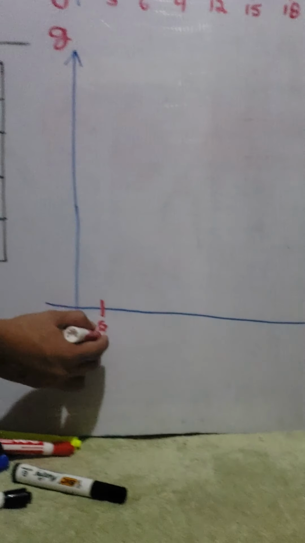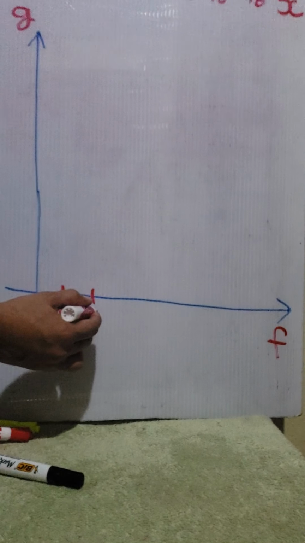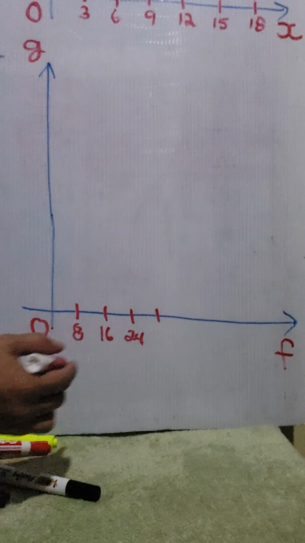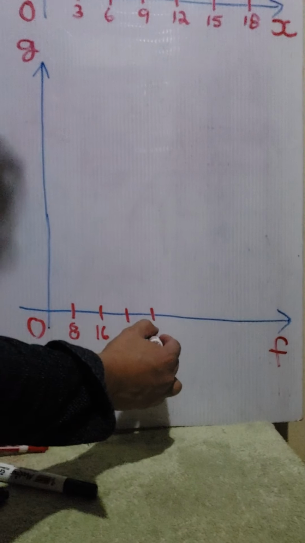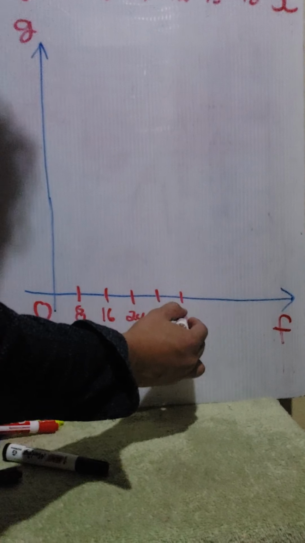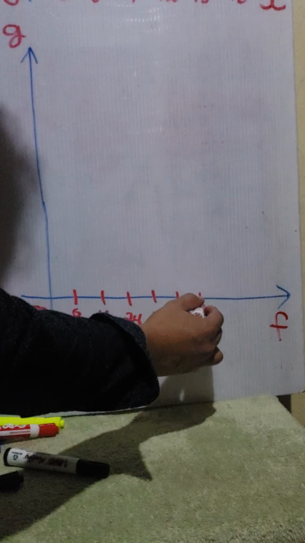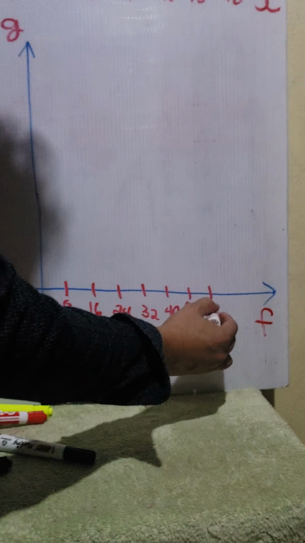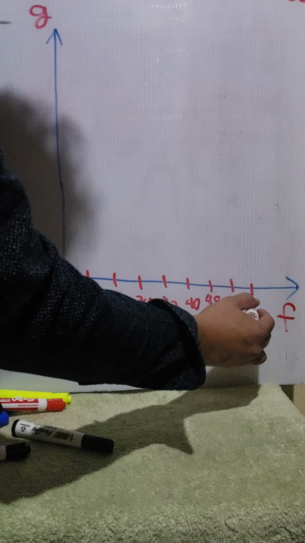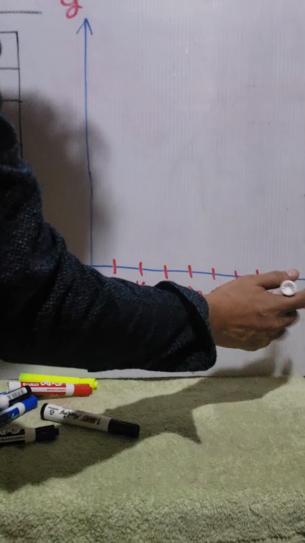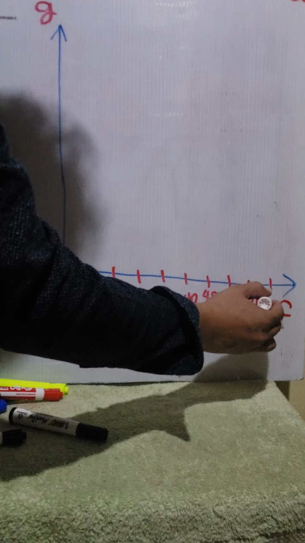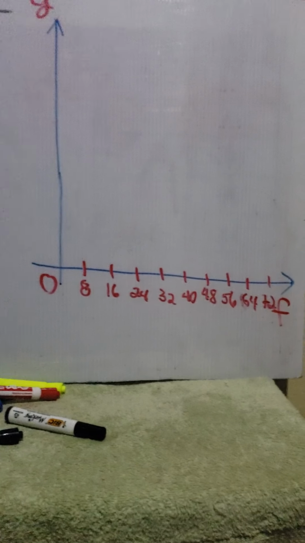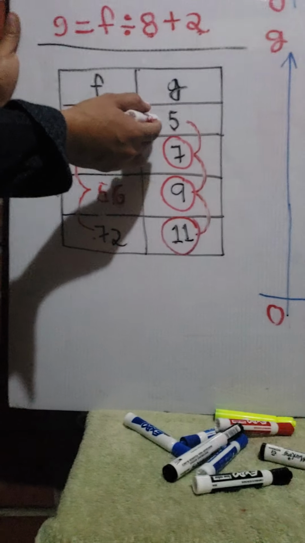Here, 8, and 8 is 16, and 8 is 24, and 8 is, that will be 32, and 8 is 40, and 8 is 48, and 8 is 56, and 8 is 64, and 8 is 72. Perfect.